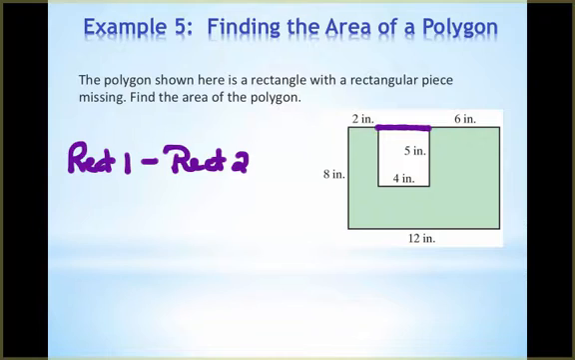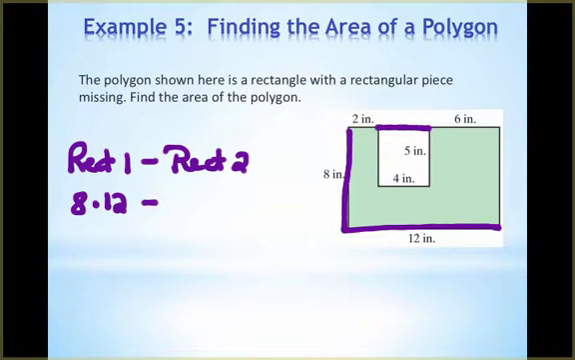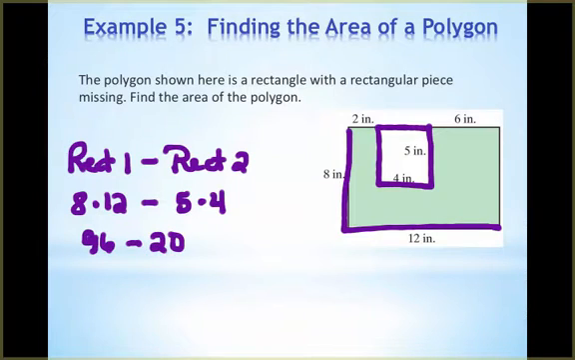Well, rectangle 1 is this, an 8 by 12, length times width. And rectangle 2 is a 5 by 4. So that's length times width. 8 times 12 gives me 96, and 5 times 4 gives me 20. But now I subtract those, and I get 76 square inches. So that, to me, is the easiest way to do it, but I do want to show you some other ways that you can solve this problem.